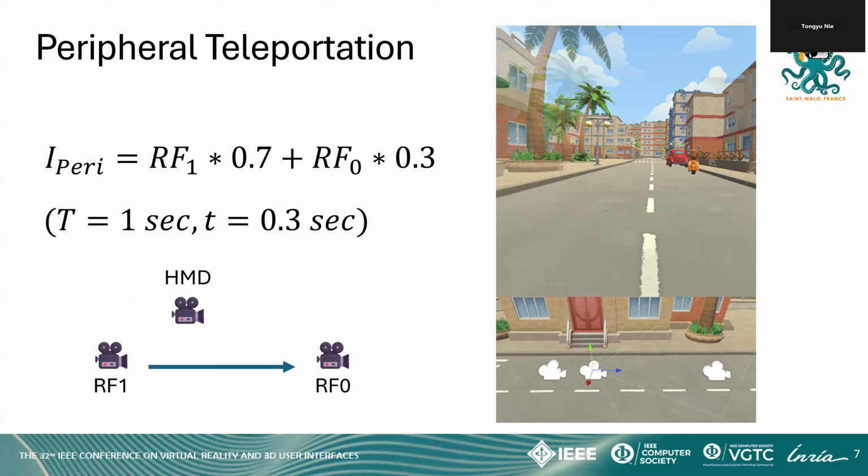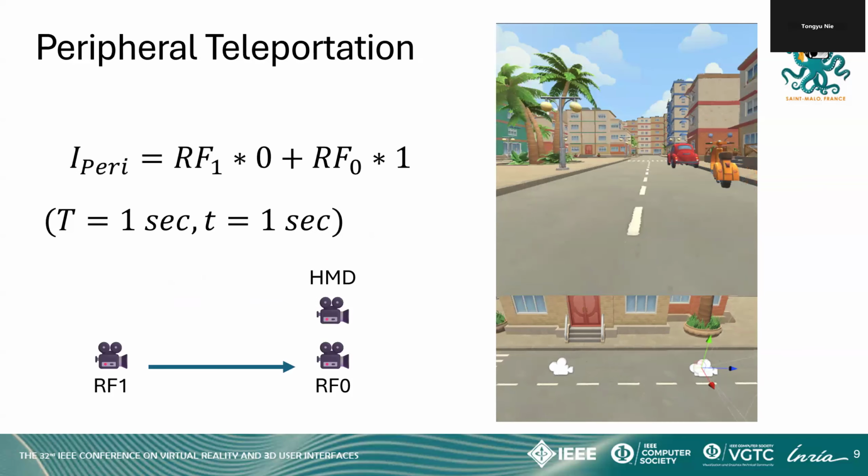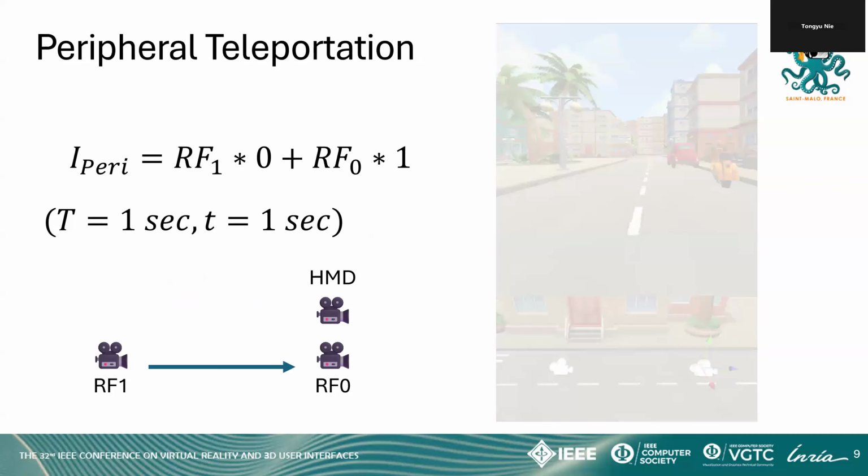But after 0.3 seconds, the interpolant becomes 0.3. RF0's image is starting to show up in the periphery. And after 0.7 seconds, RF0 is becoming dominant. And after 1 second, the interpolant is 1 and RF1 is invisible. Theoretically, if the user does not deviate from the predicted path, the blended view should be the same as the HMD's view. Since RF1 is invisible, it is a good time to teleport it. And now the whole loop starts again from the beginning.